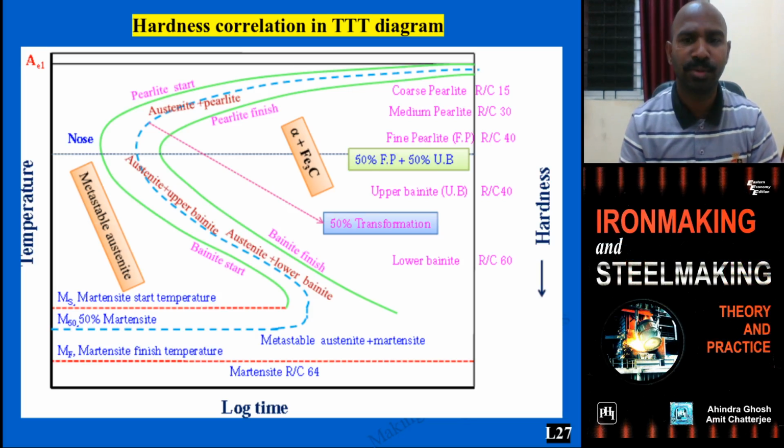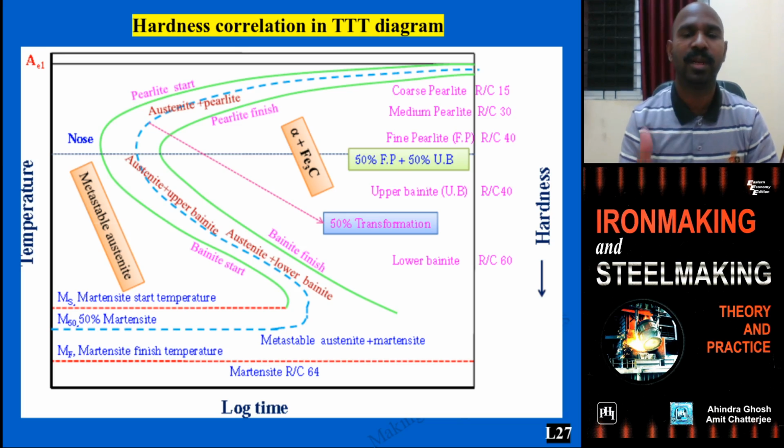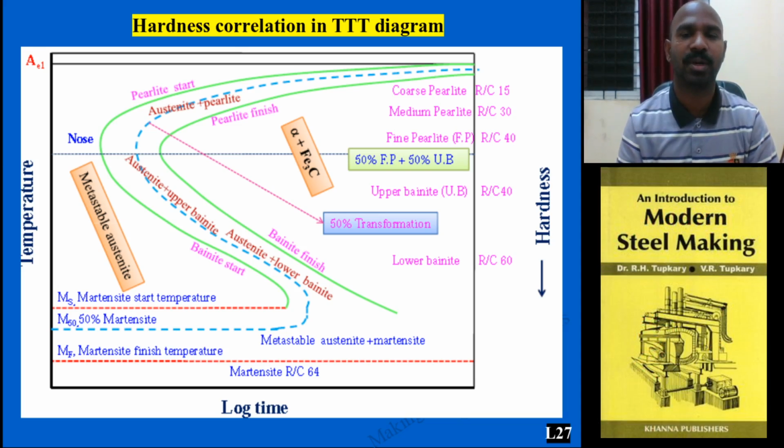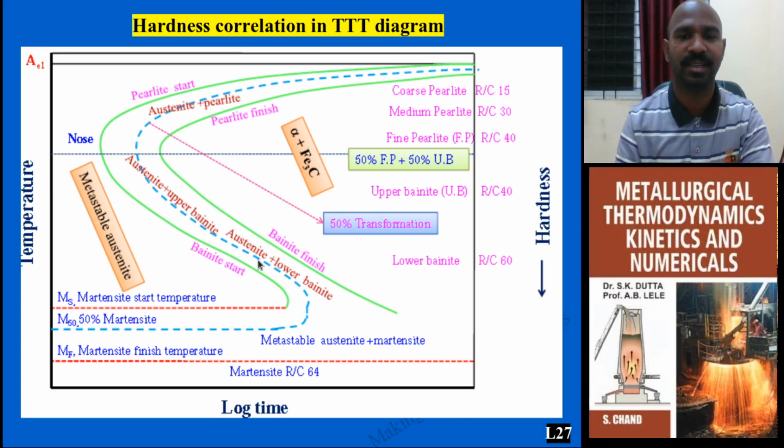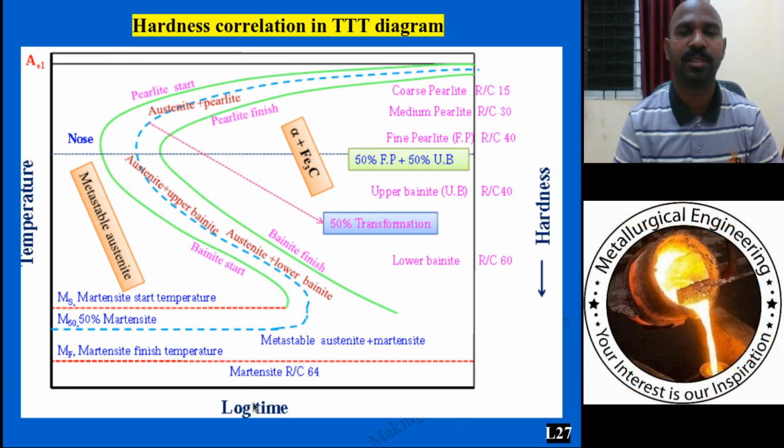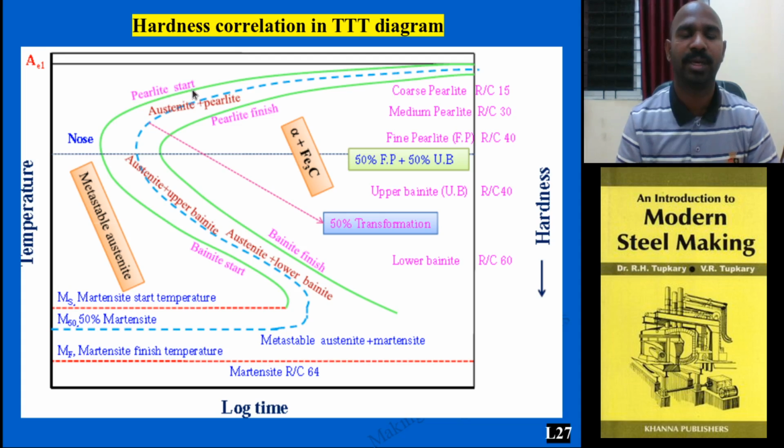Today let me emphasize this particular TTT diagram in detail: time, temperature, transformations. These are the transformations which occur. Now let us know more and more about this time temperature transformation diagram. This is the eutectic temperature line, and this green top line is pearlite starting.